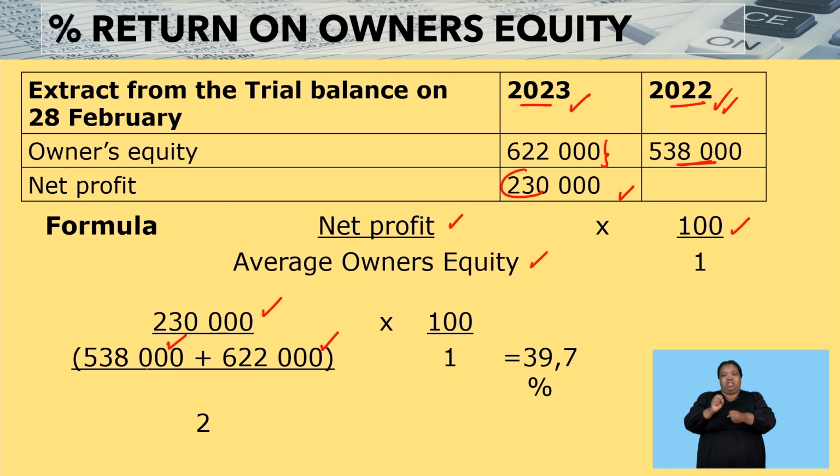So you take your 538 plus 622. Then you divide it by 2. Okay, those figures again. It's 538,000 plus 622,000. Then you divide that by 2. This is how you get your average year. And then remember, it is your 230,000 at the top. Then you multiply that by 100 over 1. And then your answer becomes 39.7%.